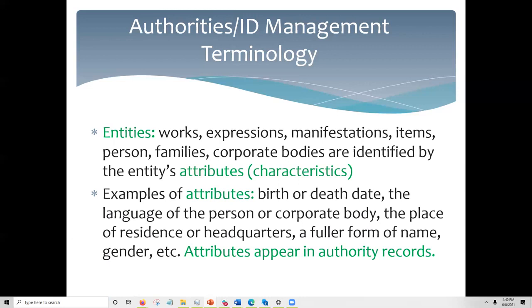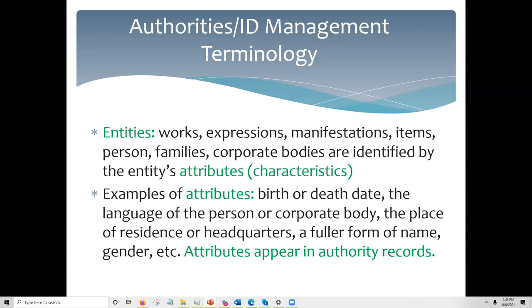Okay, now corporate bodies for cataloging purposes is the term that we use when we have a group of people working together. And it doesn't have anything to do with whether or not they make money. And I really hope one day we get rid of that term. I have been hoping for years and it never goes away. So examples of attributes, we've already looked at these: birth, death date, language of the person, corporate body, language of the corporate body. So that would be the language that the group is using in their materials.